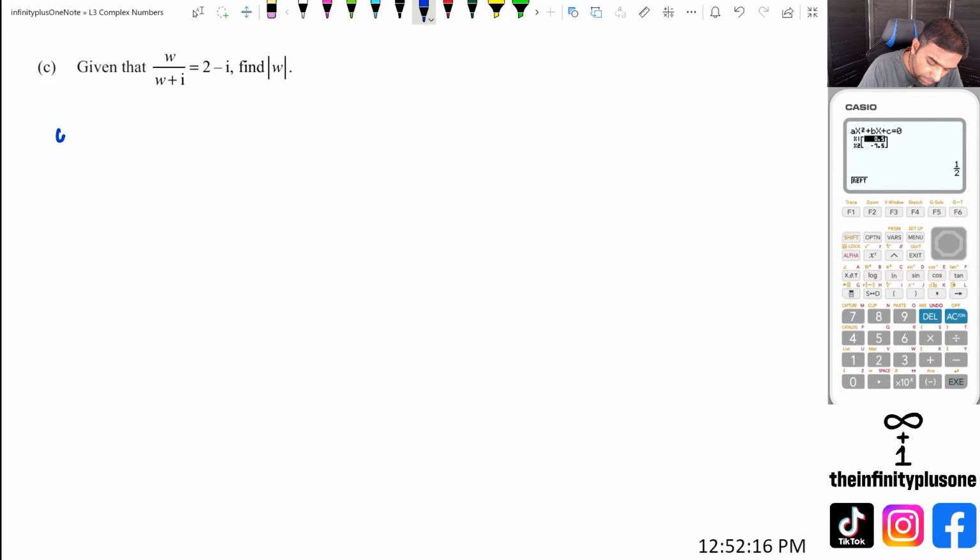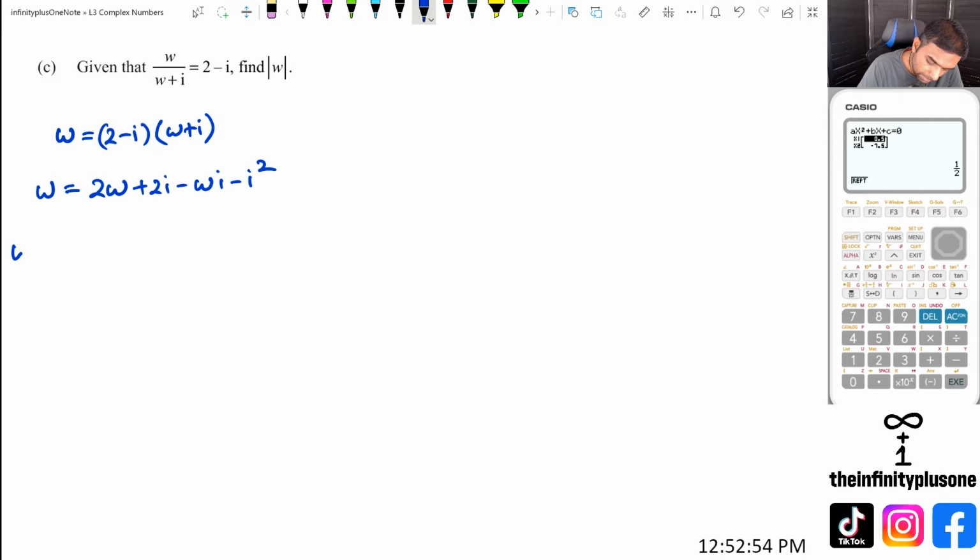So that means we're going to put down w equals 2 minus i multiplied by w plus i. So when we do this, we're going to get w is equal to, expanding the quadratic, 2w. 2 times i is 2i minus wi minus i squared. So then w is equal to, what am I going to get? I need to kind of put this in together. I'm actually going to bring all the w's to one side first.